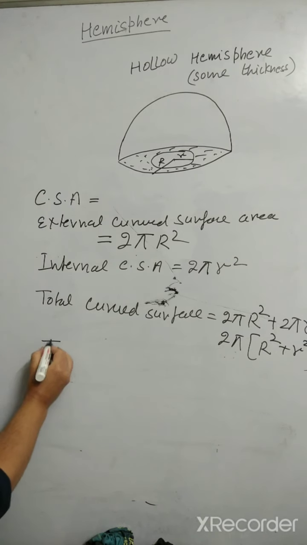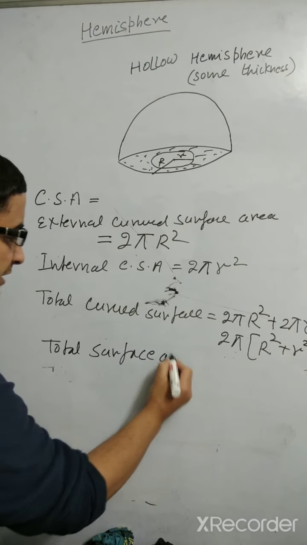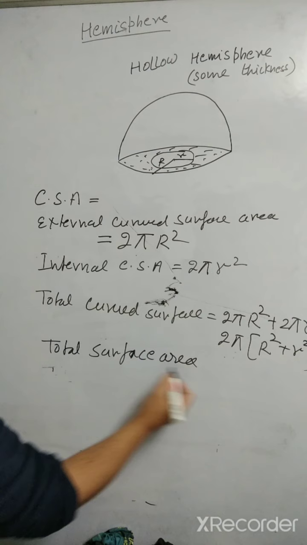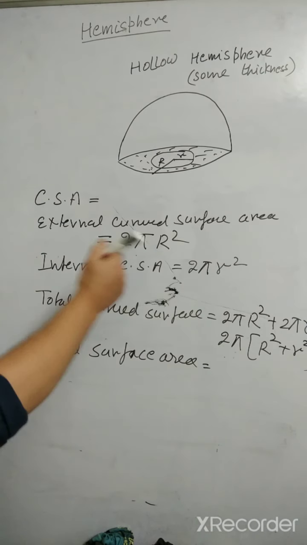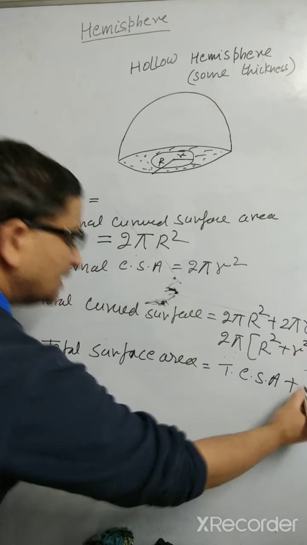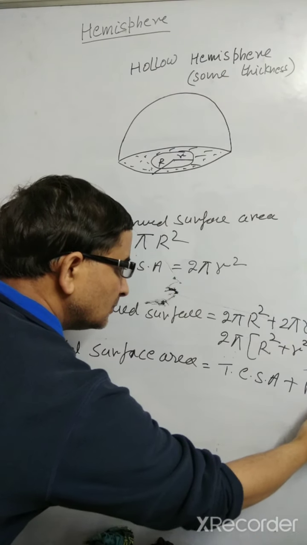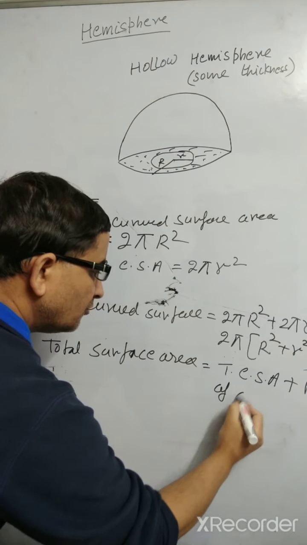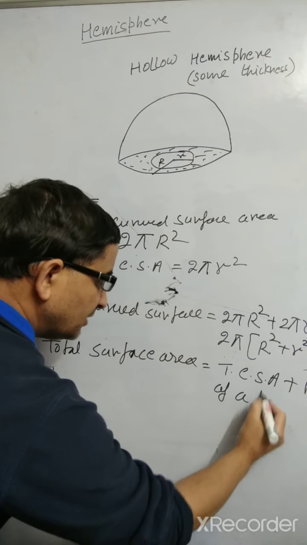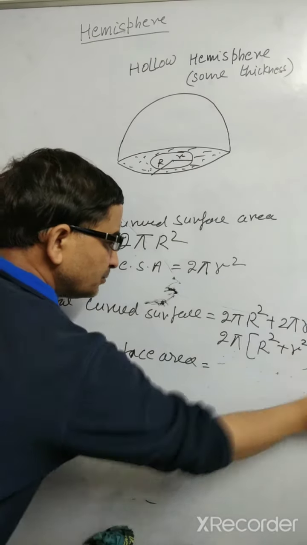Now the total surface area, how much is the total surface area? It is the total curved surface area plus the area of this base, right? The area of this base. Got it? Now, the total surface area will be how much?